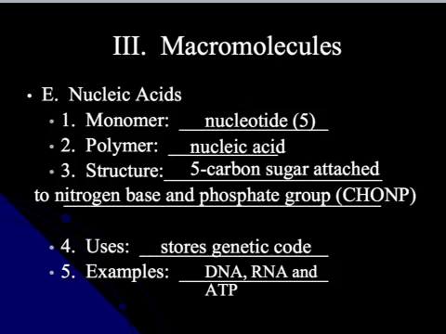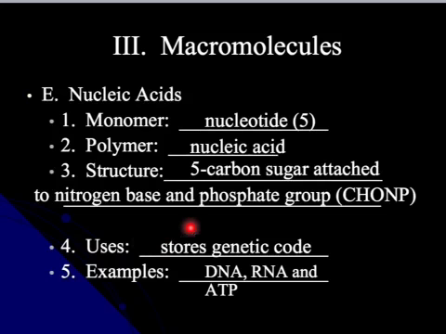Last but not least, the last of the macromolecules are the nucleic acids. When nucleic acids are broken down to their monomer form, it is called a nucleotide. There are 5 examples of nucleotides in the human body. An individual nucleotide breaks down into a 5-carbon sugar, attached to a nitrogenous base and a phosphate group.